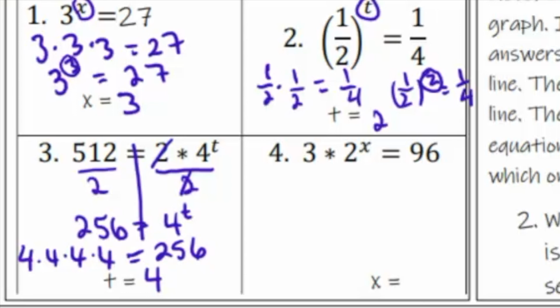Okay. All right. You're going to go ahead and try example 4. So again, before you write down what the base is and how many times you multiply it, how do I get rid of times 3 and do it to both sides?